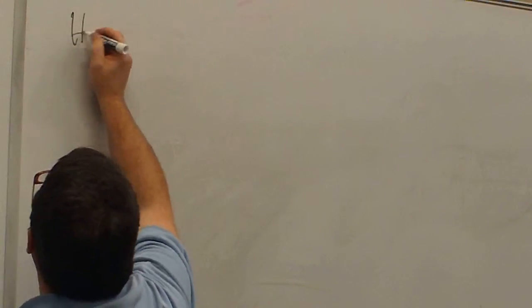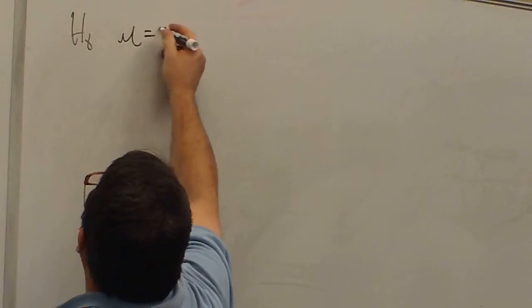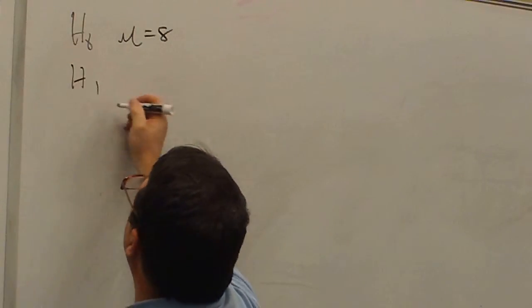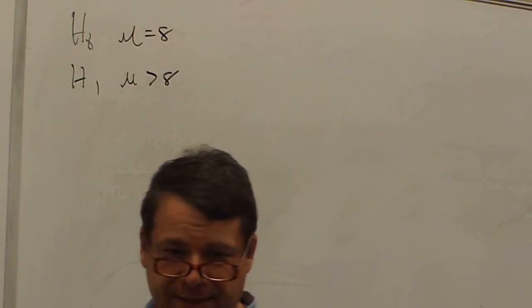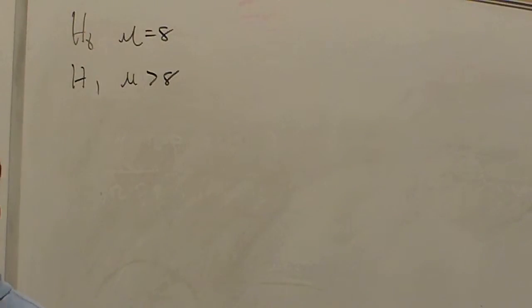What's the first hypothesis? The null hypothesis is what? 8. What's the alternative? Greater than 8, right? At least 8. That shows direction. Not equal would mean it's different from 8. But this gives us direction: at least 8, so it's greater than 8.